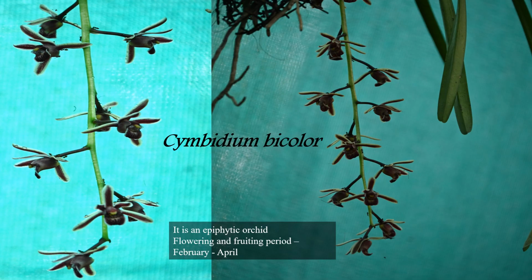Here I was talking about Cymbidium bicolor. The flowering and fruiting is from February to April. Here you can see how the color and the flower anatomy are different from Cymbidium aloifolium. So don't get confused by these two Cymbidium species; from the flower you can identify them. Then we move to our next one.